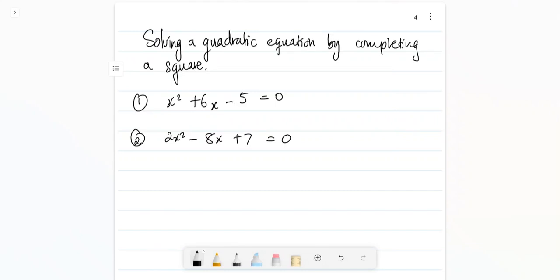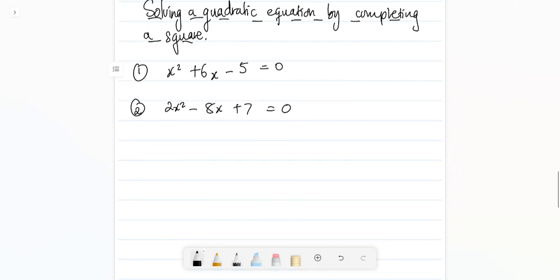Hello guys, so this time around I want to show you how we can solve a quadratic equation by completing a square. If you watched the previous video, you remember that I used the same examples to complete a square. So you can go back and watch the other video on completing a square if you did not watch it. Okay, so let's start with the first one.